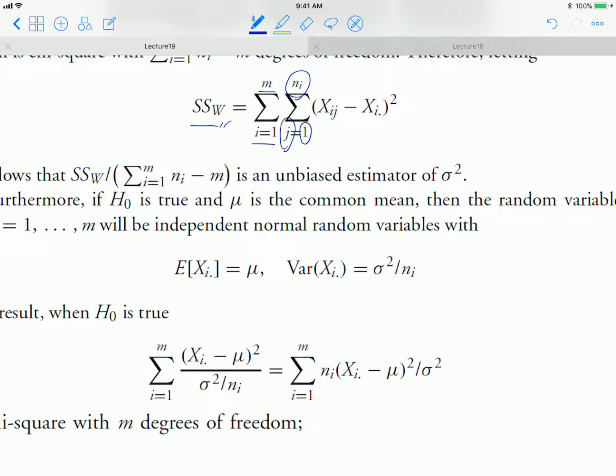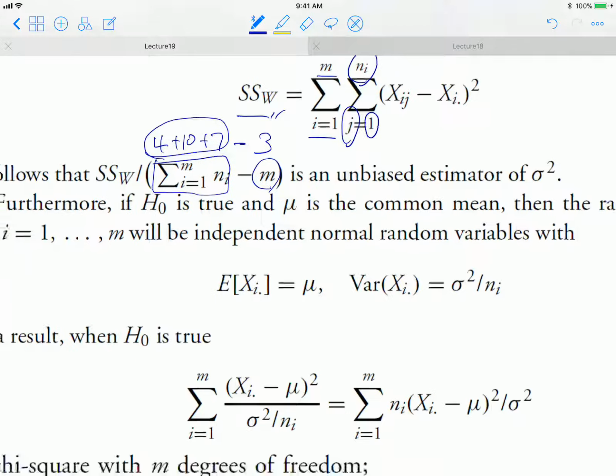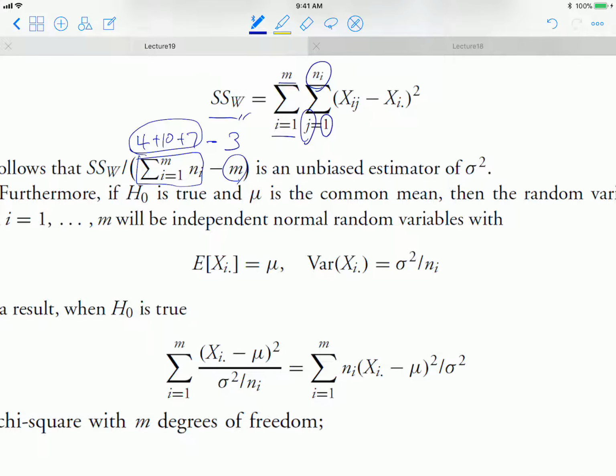Okay, and then in terms of its degree of freedom, what was it? So 4 plus 10 plus 7 minus 3, right? And then 4 plus 10 plus 7 is represented in this form, right? And then 3 is the m, right? Okay, so that way we obtain the first estimate of this sigma squared.